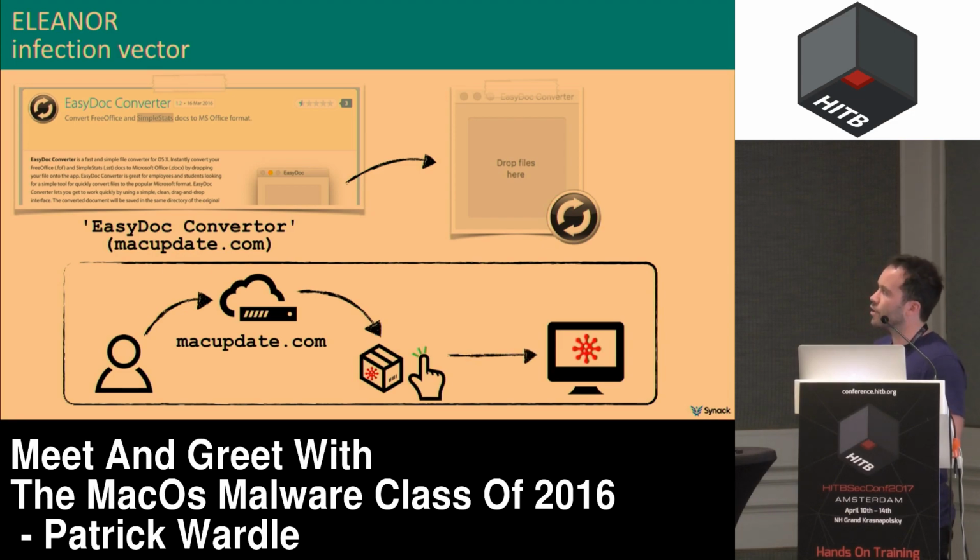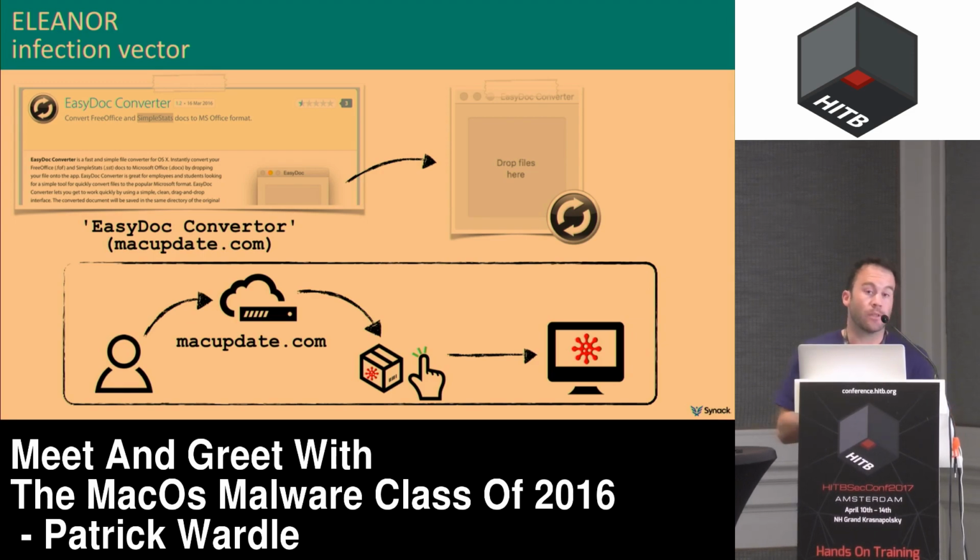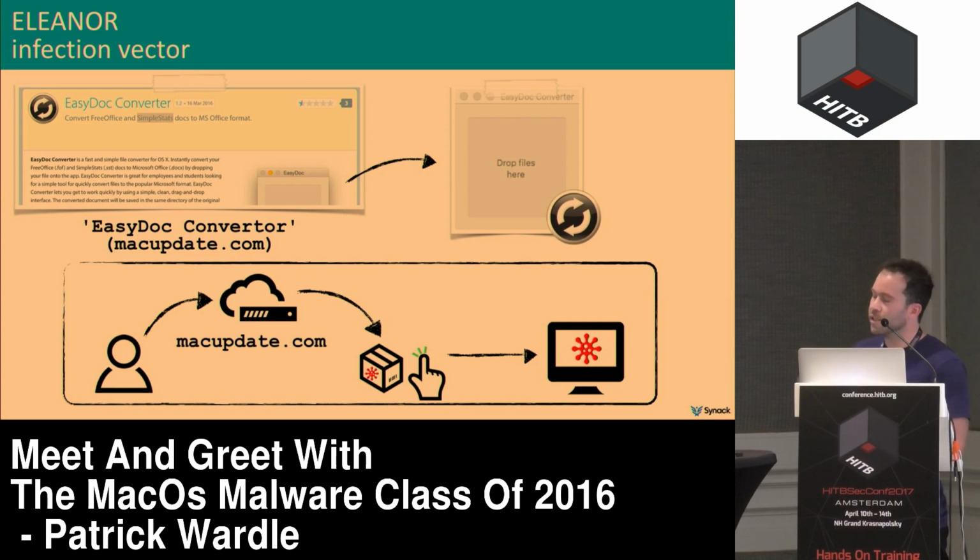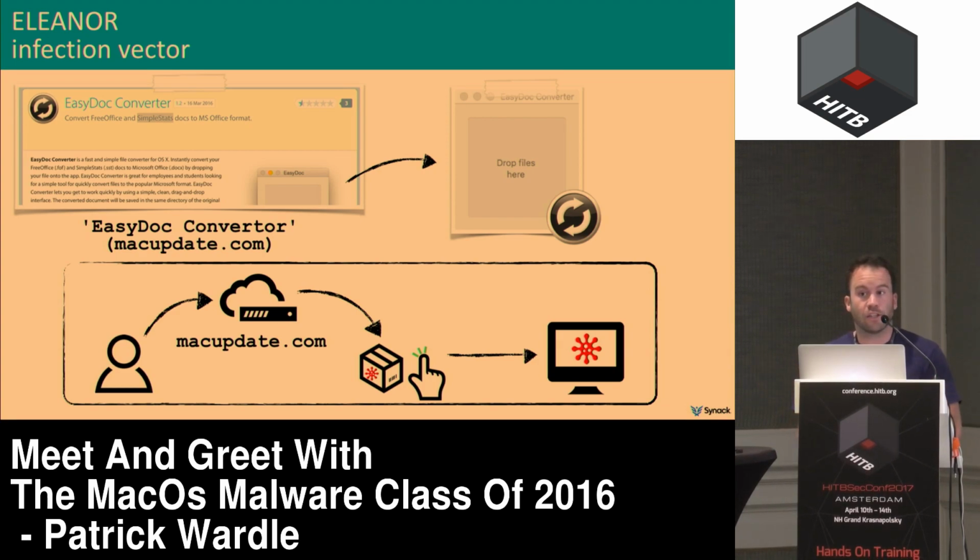In terms of its infection vector, it turns out that what the Mac malware authors did was essentially take over or recreate an abandoned application that was on macupdate.com. There was this application called EasyDoc Converter that would legitimately allow you to convert documents. I guess it was abandoned, so the malware authors created a new instance of this application that was just malware. As I mentioned, this was hosted on macupdate.com. So again, if legitimate users went to download what they thought was a converter application and ran it, they would have then become infected with this malware.